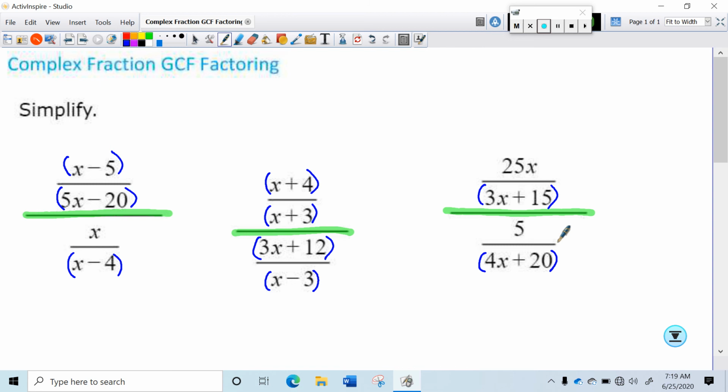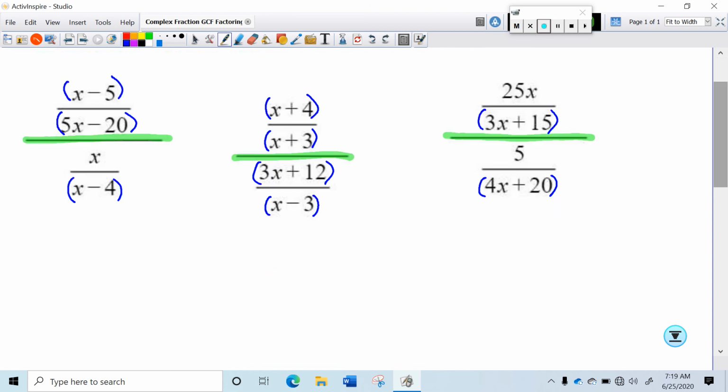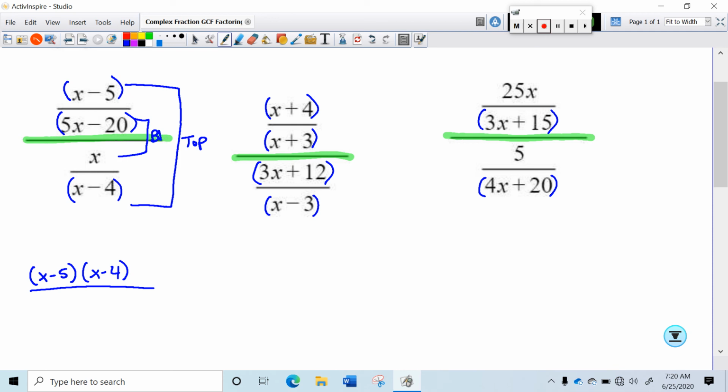Okay, now we'll do one problem at a time. With complex fractions, the outside terms go on the top. So I'm putting a family of x minus 5 on the top and a family of x minus 4 on the top. The inside goes on the bottom. So 5x minus 20 and an x.